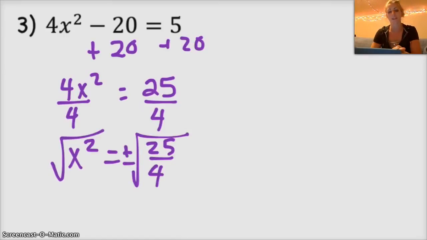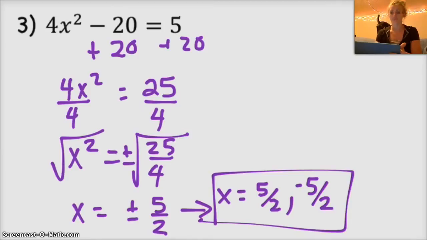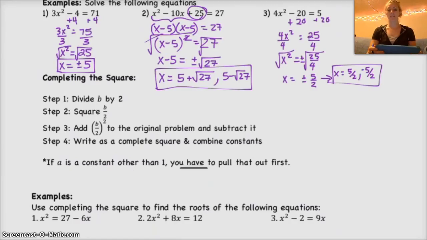When you take the square root of both sides, you get plus or minus. You get x equals plus or minus square root of 25 over 4, which is plus or minus 5 over 2. So there are two solutions, right? Your two solutions are x can equal 5 over 2 or negative 5 over 2. Okay? Cool. Alright, next. Officially completing the square.